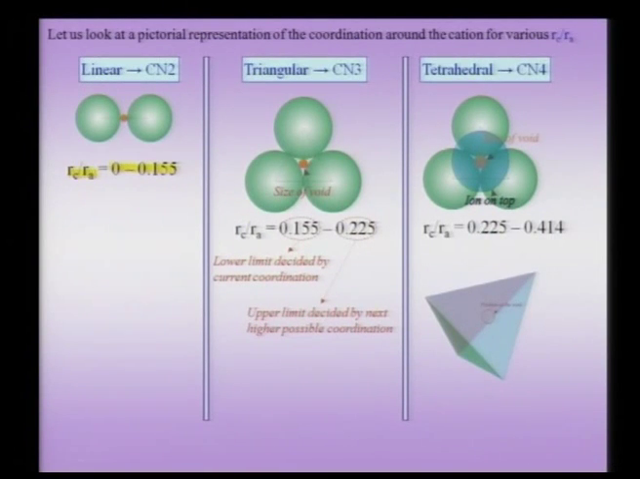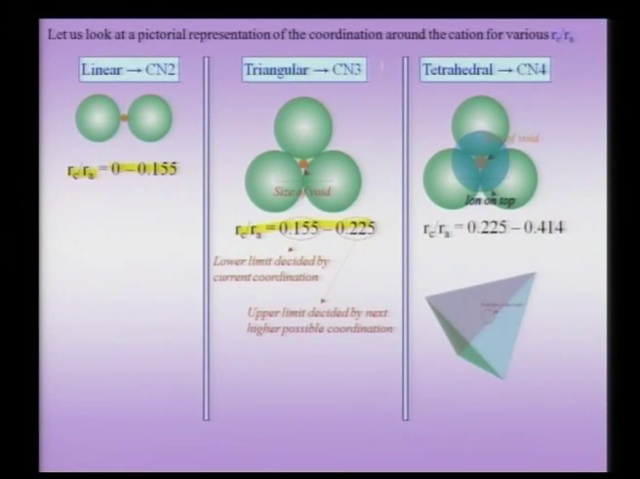The triangular coordination, which is what we considered on the board, would be stabilized for an R cation by R anion ratio in the range of 0.155 to 0.225. Now, whenever I show a range, the lower limit is decided by the current coordination, that means whatever coordination sphere you are showing. The upper limit is decided by the next possible coordination. That means the number 0.225 is not derived from the triangular geometry, but from the next higher coordination, which is tetrahedral coordination, a 4 coordination.